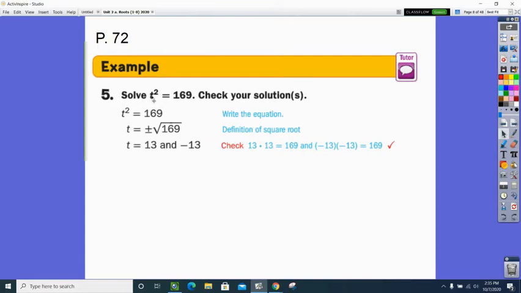So this is just an equation, and it's really just asking you the same thing. It's saying there's some number, t, I don't know what it is, but when I square it, I get 169, and they want to know what t is. What number times itself gives you 169? So that is asking you to figure out what the square root of 169 is.